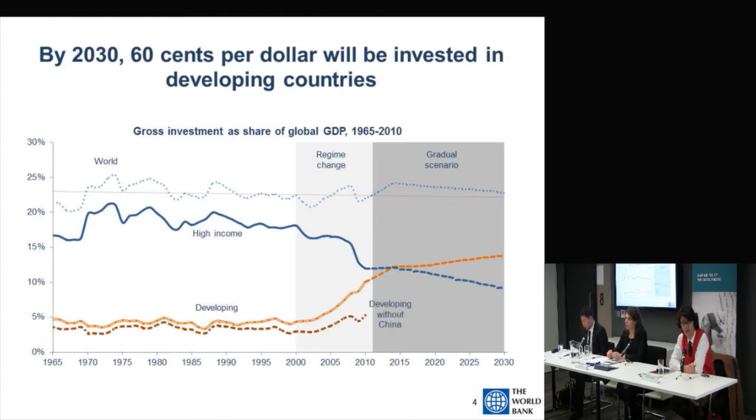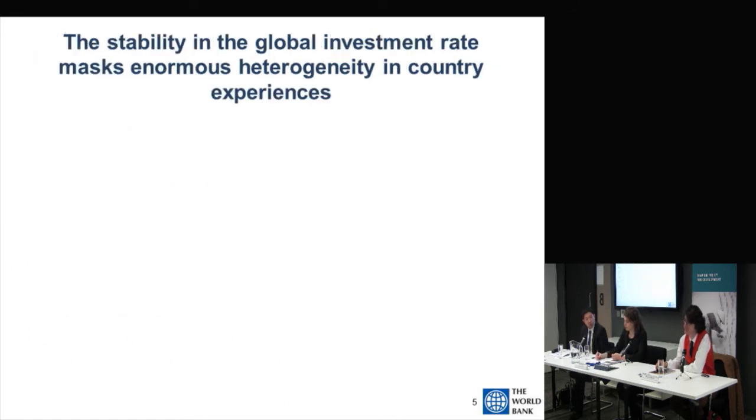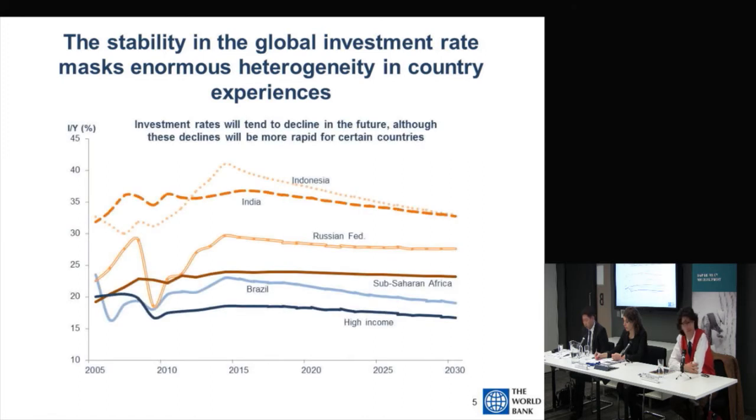There you have the numbers without China. Now, the churning is also visible if we open up the group of countries. Here you have the investment rate by different countries and regions.